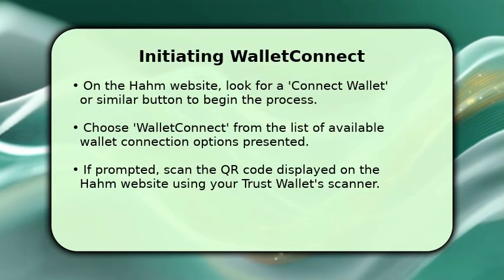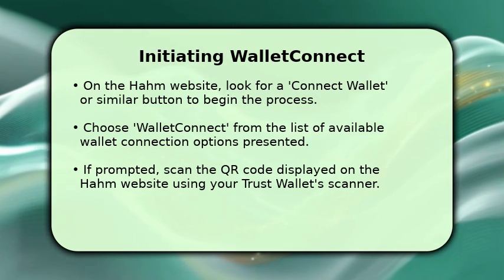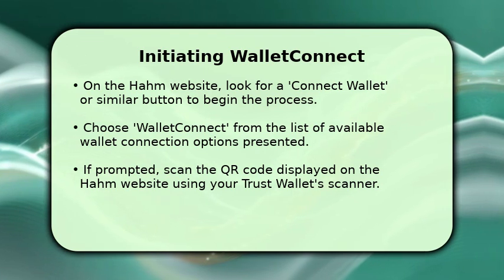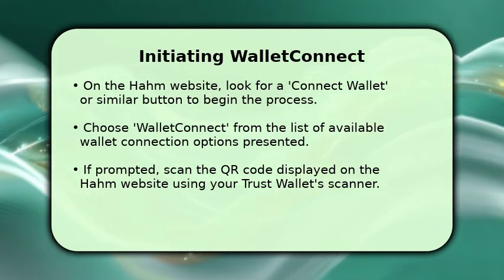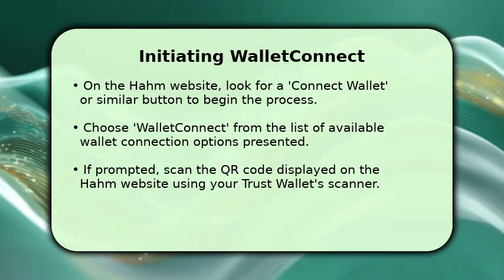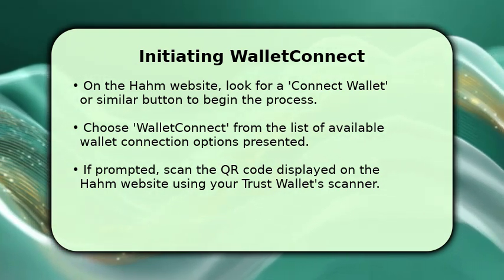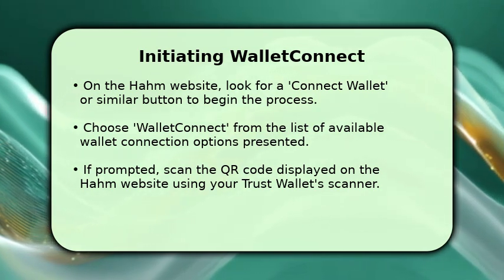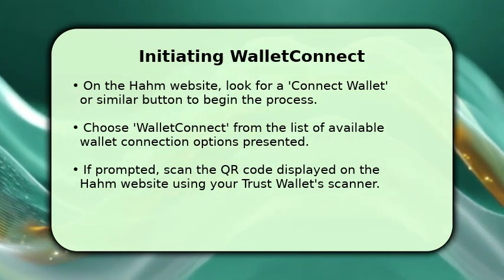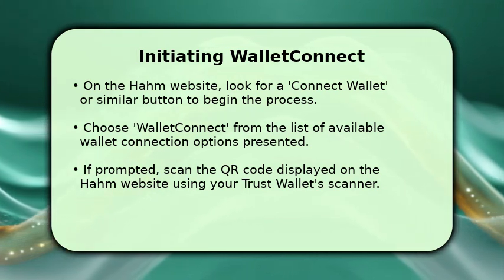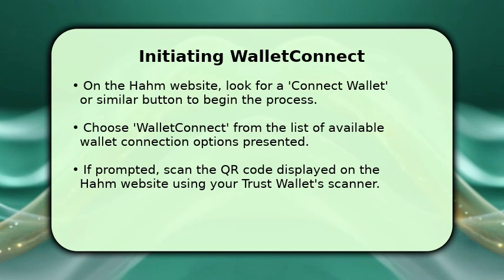Now let's initiate the connection. On the Hahm website, you will typically find a Connect Wallet button. Click this button and then select Wallet Connect from the options provided. If you are on a desktop, a QR code will appear. Use your Trust Wallet's built-in scanner to scan it. If you are already on a mobile device, a deep link option might appear, allowing you to connect directly with just one tap. This establishes a secure link.